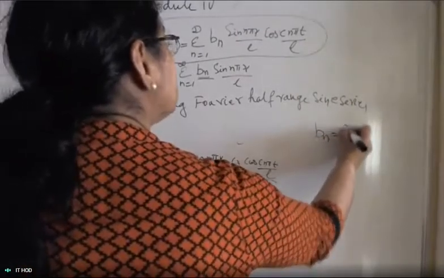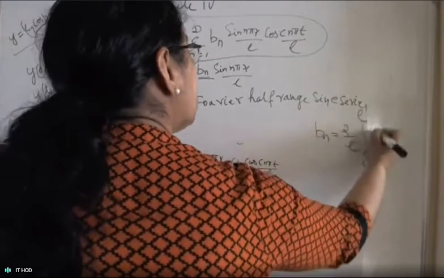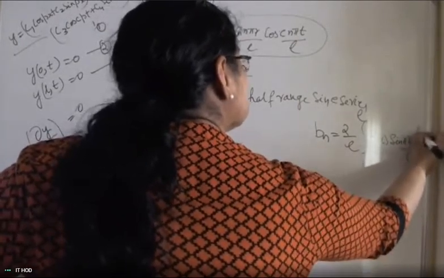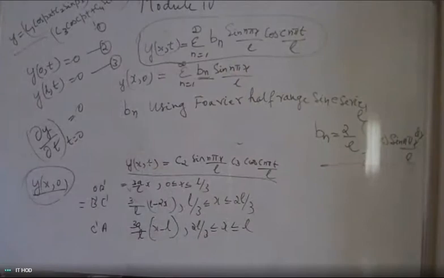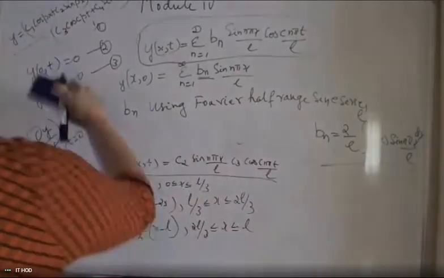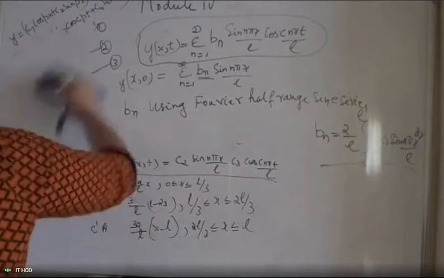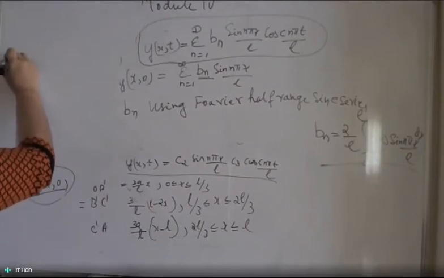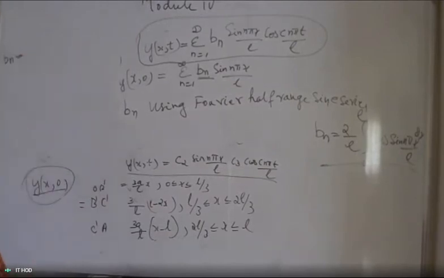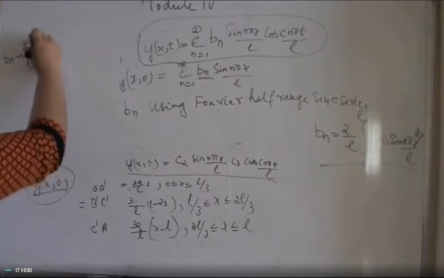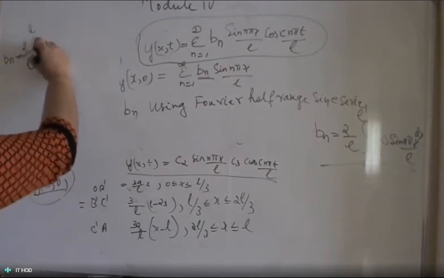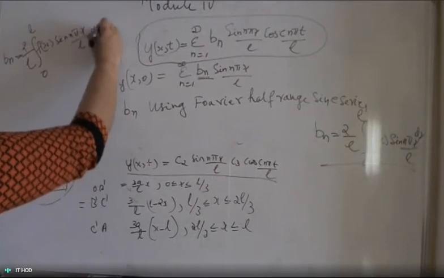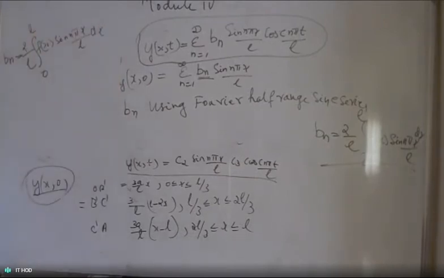Bn is equal to 2 by L integral 0 to L f of x sin n pi x by L dx. This is the half range. Let me erase all this because we don't need that. What is the formula for a Fourier half range sine series? Bn is equal to 2 by L integral 0 to L f of x sin n pi x by L dx. This is the formula for the half range sine series.